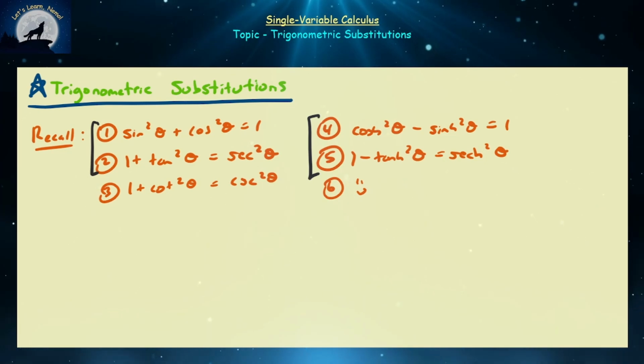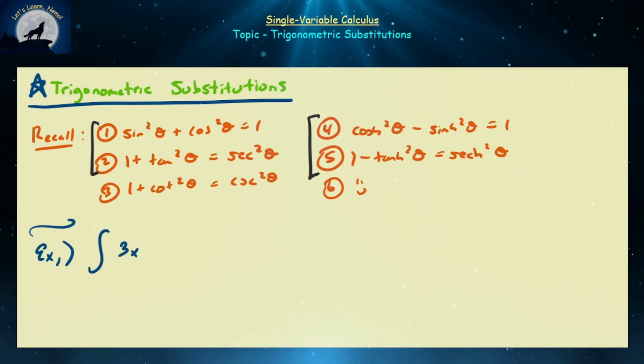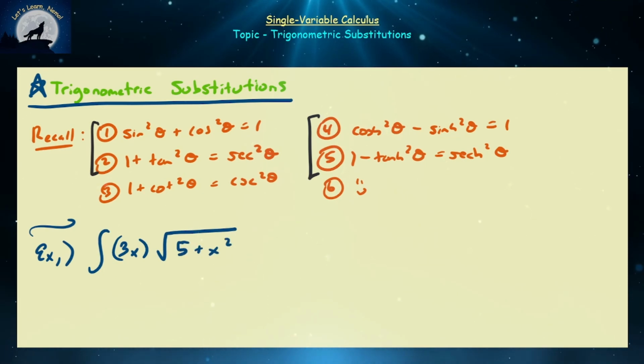So the example that I want to illustrate first with trigonometric substitutions is the following integral, which actually is pretty easy to solve. It's the integral of 3x times the square root of 5 plus x squared dx. Now, you actually don't need to use trigonometric substitutions for this. For example, you can solve this with u-substitution.